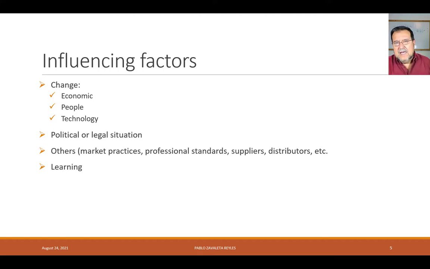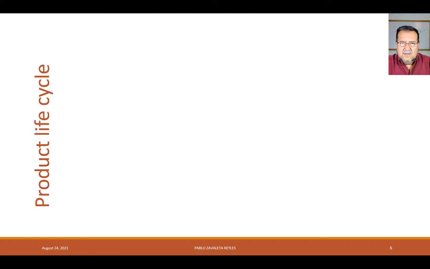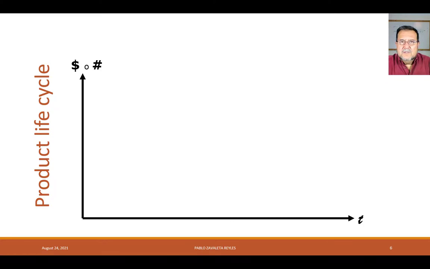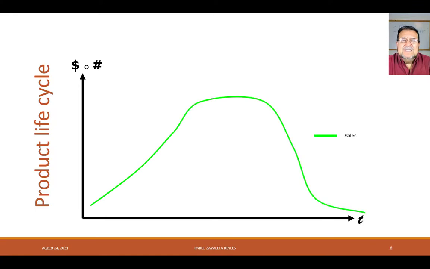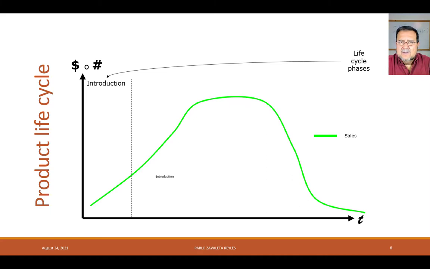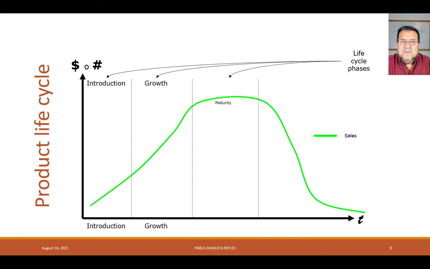So let's try to understand first the product's life cycle. We will put two axes, one for time, and the other one we will be using either money or number of units. Sales is represented with a green curve. As you can see, it grows first throughout the introduction phase. Then we have the growth phase, then we have maturity, and finally we have decline.